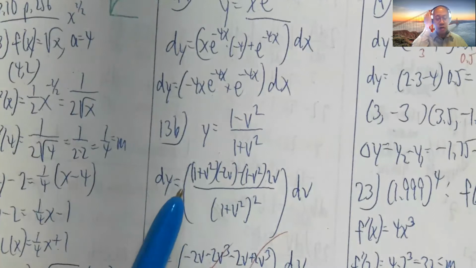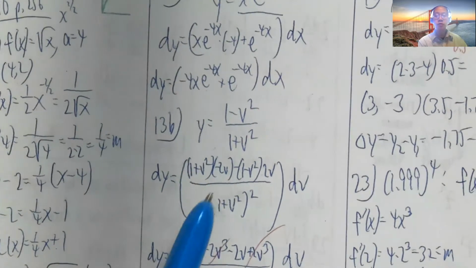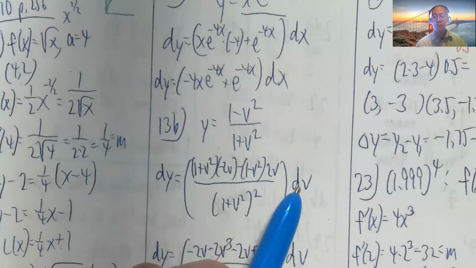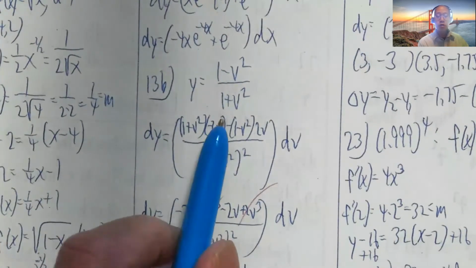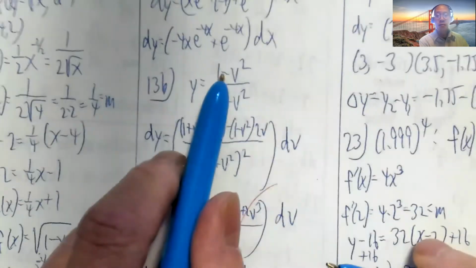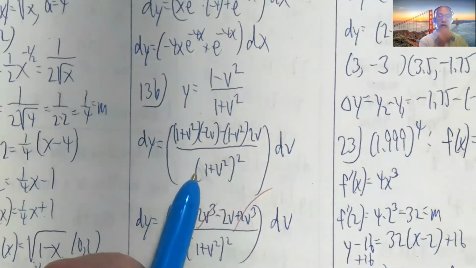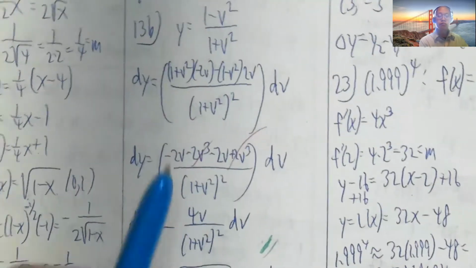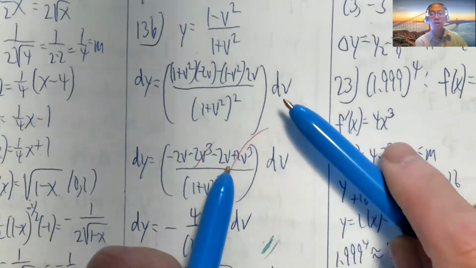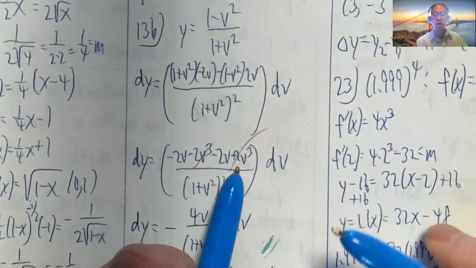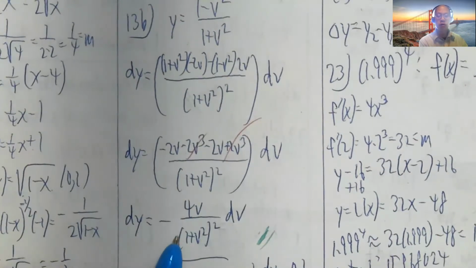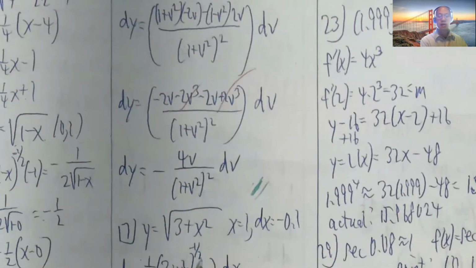Okay, so 13b, y is 1 minus v squared over 1 plus v squared. dy is the derivative of this times dv. So quotient rule, bottom times derivative of the top, negative 2v, minus the top times derivative of the bottom, 2v, all over 1 plus v squared squared. Clean up the top, negative 2v minus 2v cubed minus 2v plus 2v cubed, they cancel out. So dy is negative 4v over 1 plus v squared squared dv.